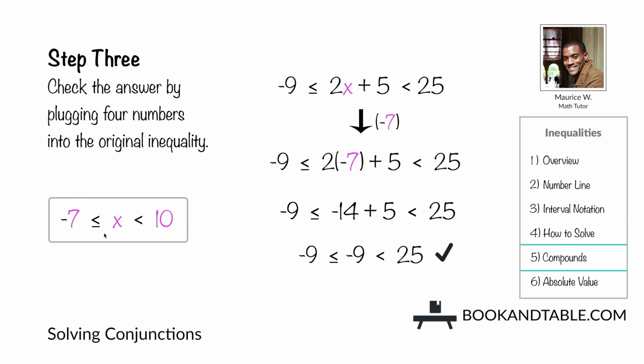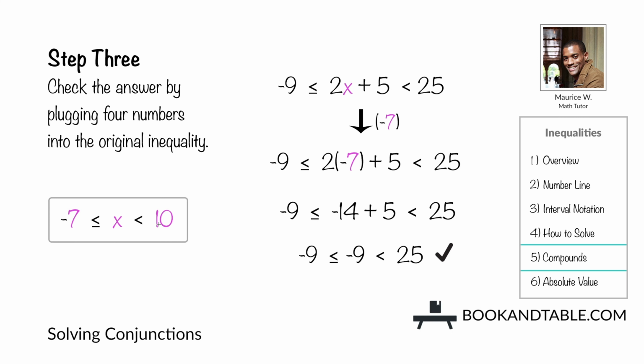If we switch -8 to -7, it should be able to equal -7 and give us a true statement. 2 times -7 is -14. -14 plus 5 is -9. And we wind up with -9 is less than or equal to -9, so that's true. And -9 is less than 25, that's true. So we see that this end of our compound is in fact correct.